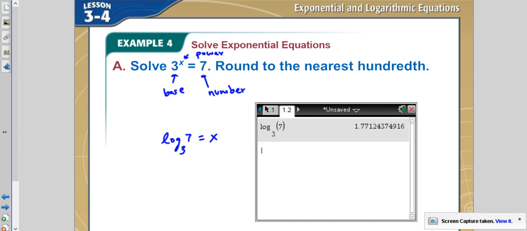And so it says round to the nearest hundredth, that would mean 2 decimal places, so the answer would be 1.77 when we round.